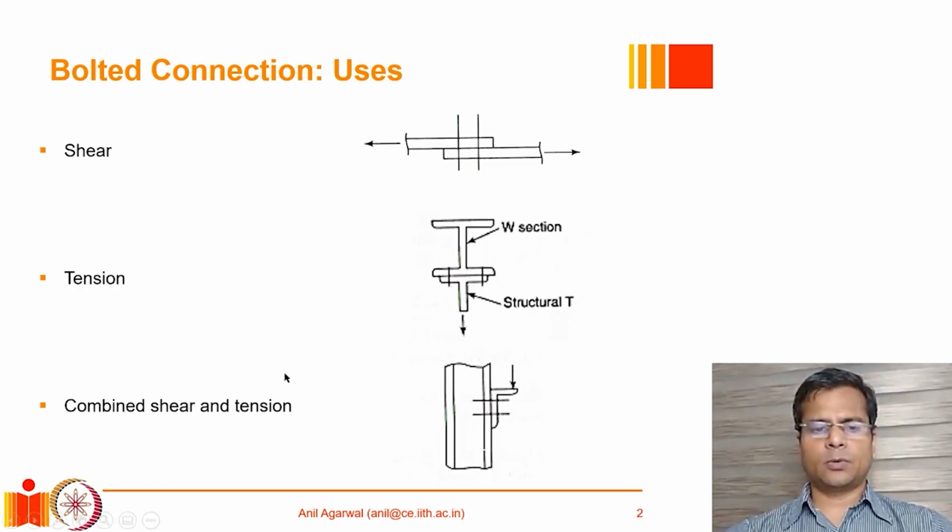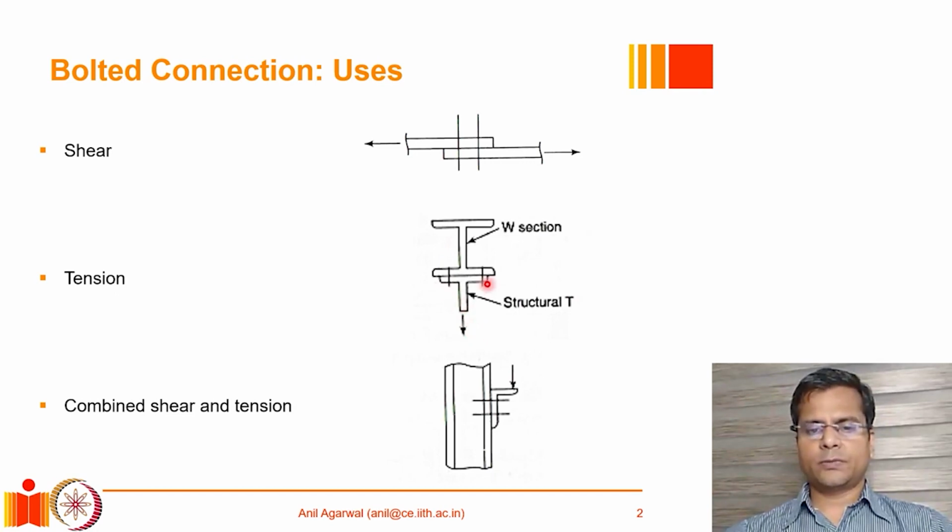Also, there can be situations where the bolt is subjected to tension force demand. One example is shown here, wherein a structural T section is being pulled from a wide flange or I section as shown here, and because of this tension force that is shown in the form of an arrow, these bolts which are connecting the T section with the W section will be subjected to tension force demand. In this particular case, if the structure is symmetric and the total tension force is T, the tension demand in each bolt will be T divided by 2.